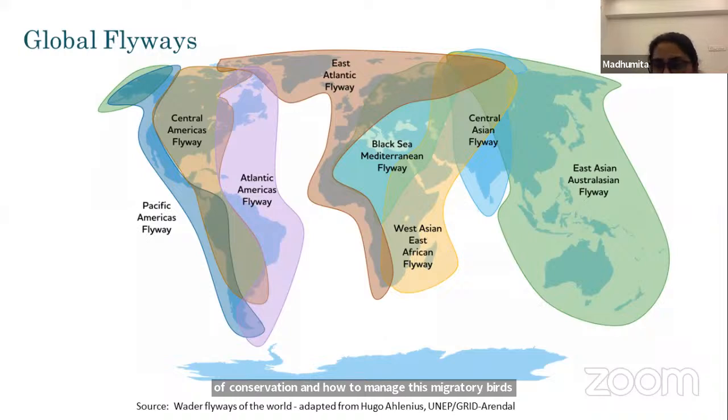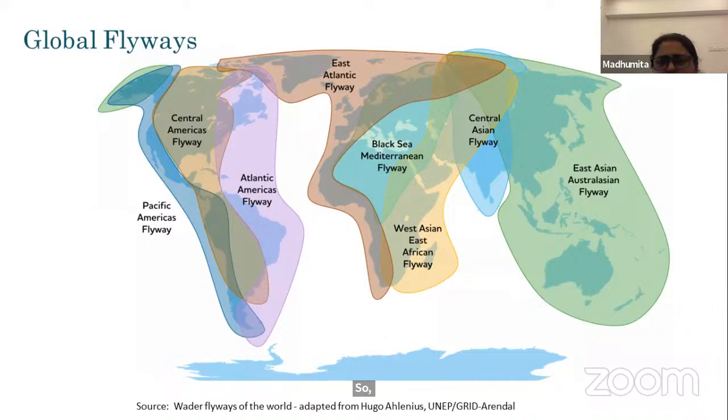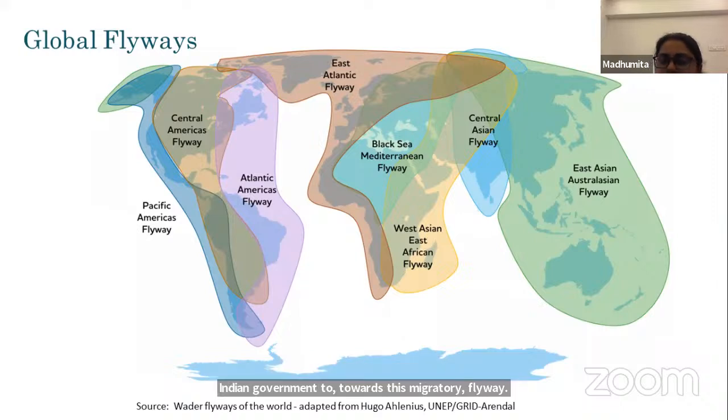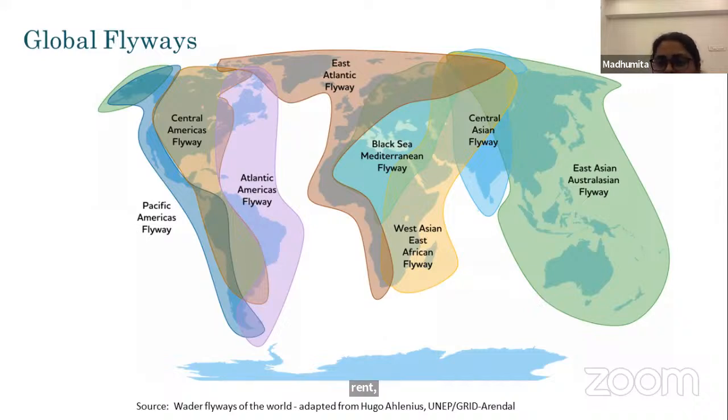So the Central Asian Flyway, of which India is also a part, is sort of the largest, and we are doing a lot of conservation activities as per the Indian government towards this migratory flyway. In this migratory flyway we have about 30 countries. India is one of them. In that way, different flyways have so many countries. So it's just the way for policy or conservation efforts to go on the basis of scientific understanding.